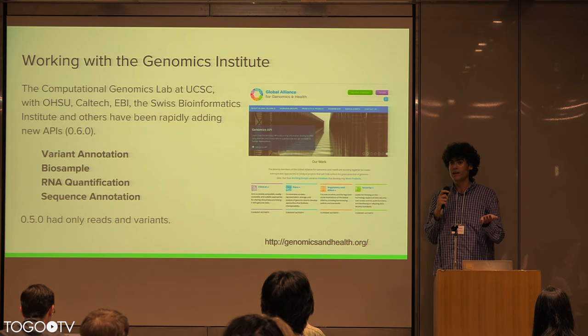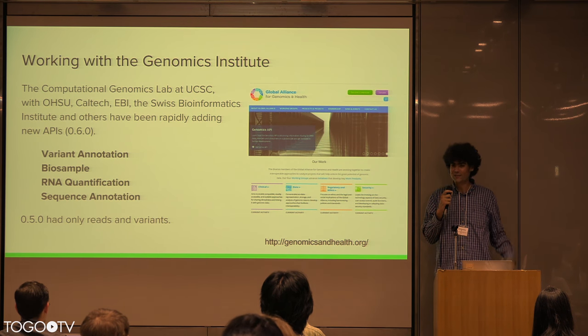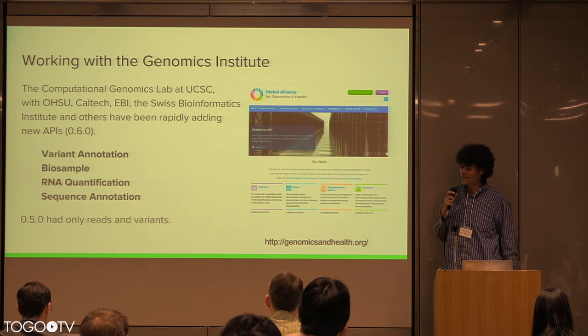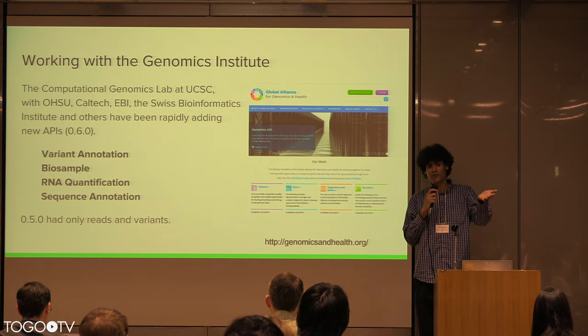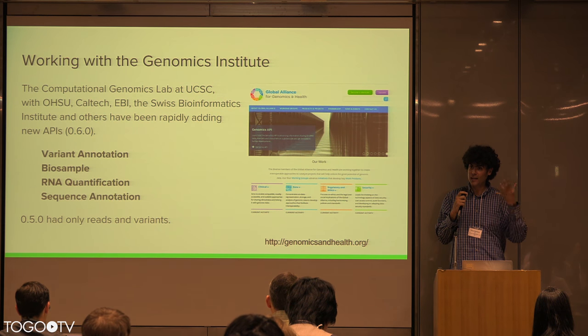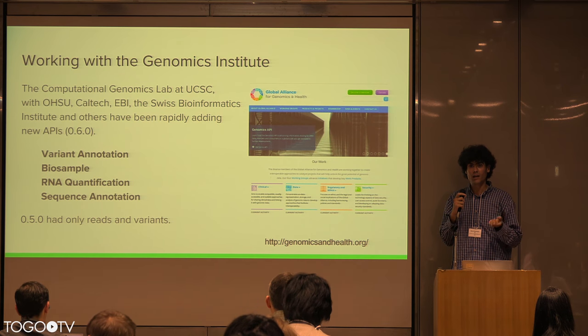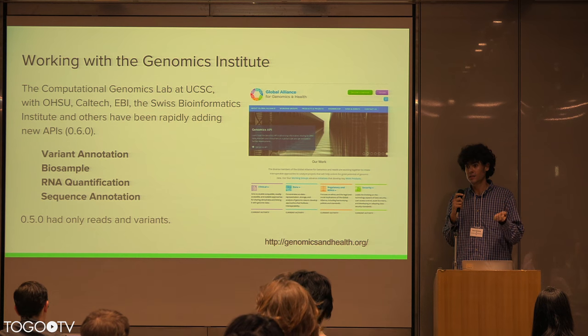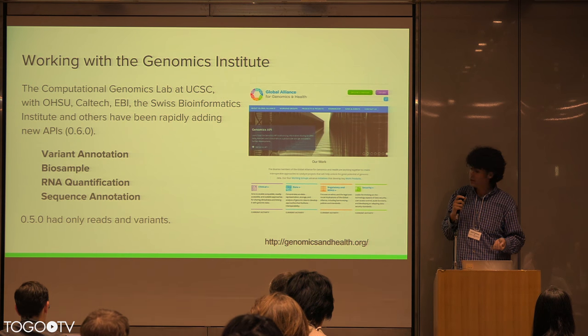GA4GH, who's heard of it and who hasn't? I see some hands, great, I don't have to count them, but it's the Global Alliance for Genomics and Health. And I think it's somewhat influenced by what Toshiaki's done, an effort to really federate and get all of the genomics data available on a global scale, whereas the DBCLS has been for Japan.